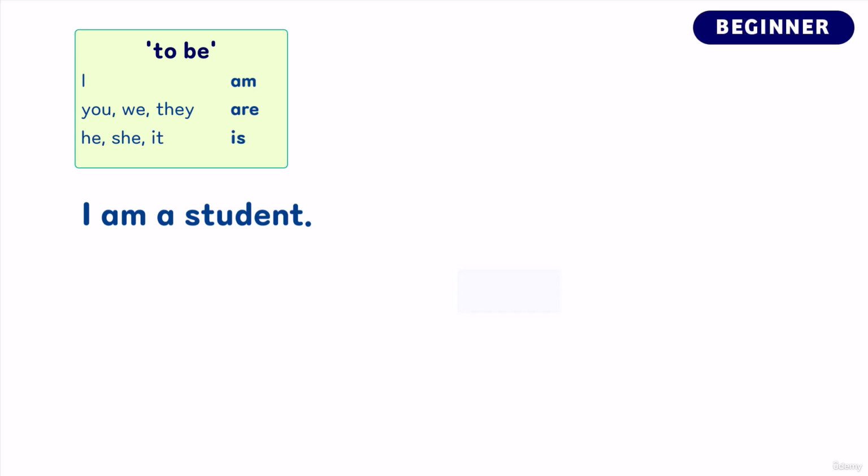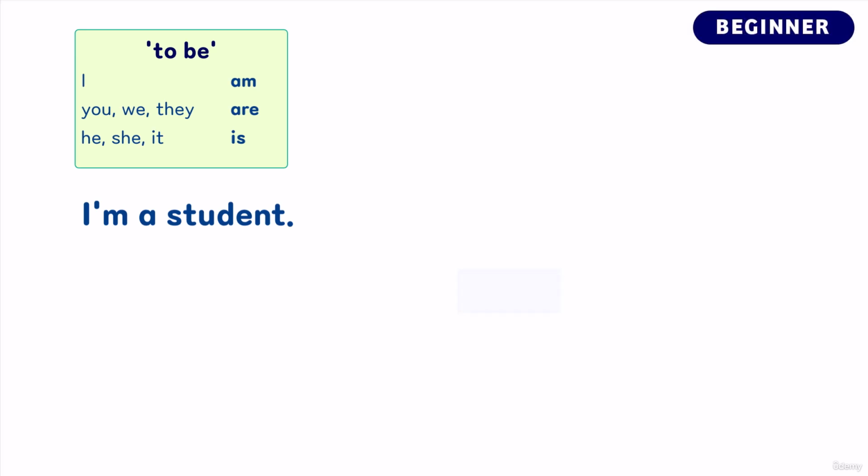As mentioned in the previous lesson, after the verb to be, we can have a subject complement. And a subject complement is usually a noun or an adjective. In this sentence, we have the noun, a student. When we speak, we often contract the subject and the verb. So we usually say, I'm a student, rather than I am a student.